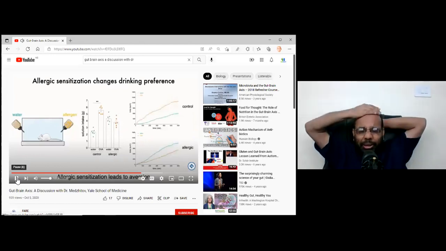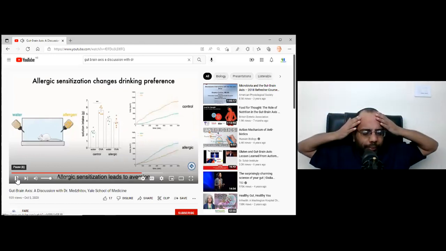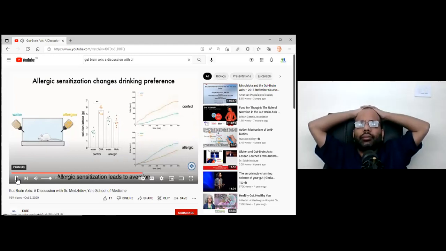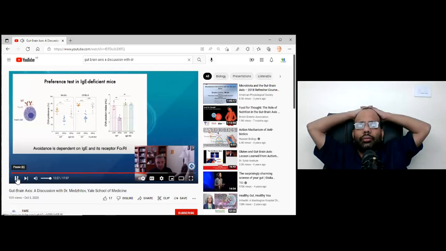However, once they get sensitized, once they become allergic to albumin, then they stop preferring the solution containing albumin, and they start preferring water over albumin-containing solution. So that's what it means that they become averse to food or water sources containing the allergen. And what is particularly interesting is that this aversion is entirely dependent on IgE antibodies. So this behavioral response depends on the presence of antibodies towards the antigen the mice avoid consuming.